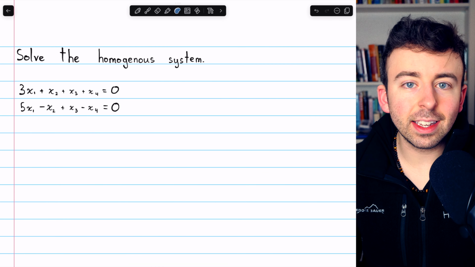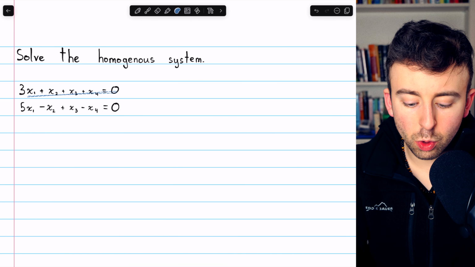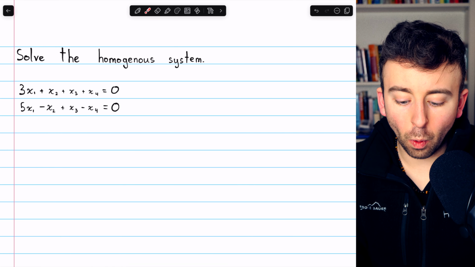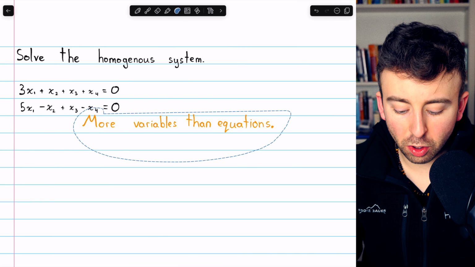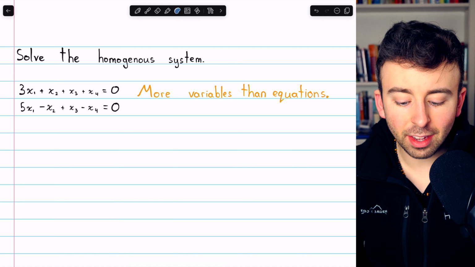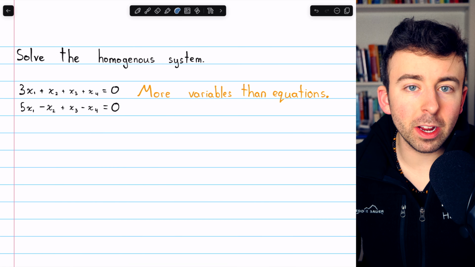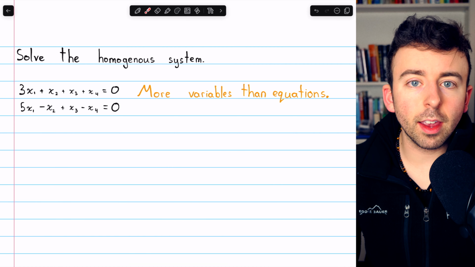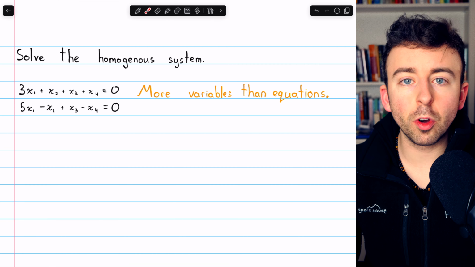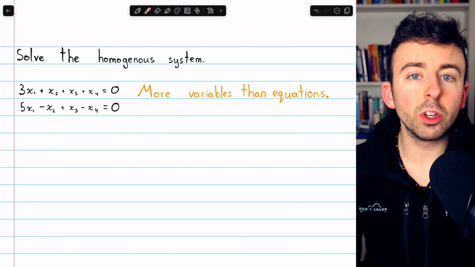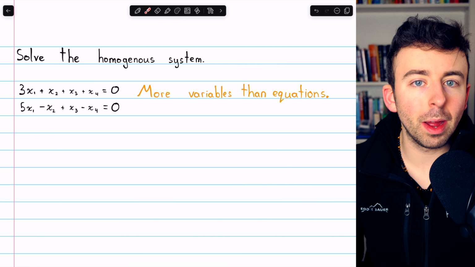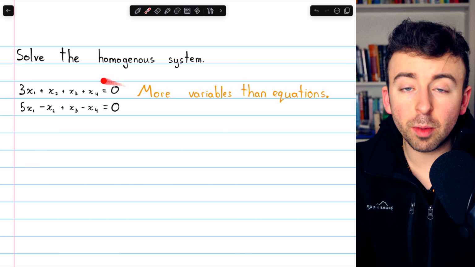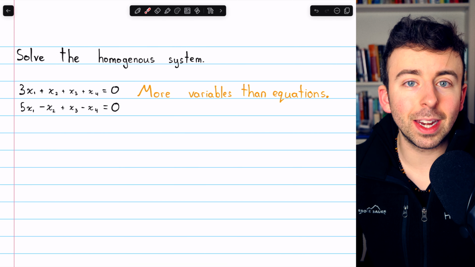Here is our second example. We have two equations in this system and 1, 2, 3, 4 variables. So you should immediately notice that in this case, we have more variables than equations. It's a consequence of the free variable theorem for homogeneous linear systems, which I'll leave a link in the description for my video on that theorem. It's a consequence of that theorem that this system for sure is going to have infinitely many solutions.